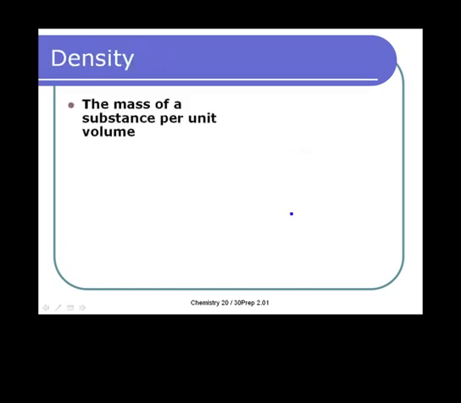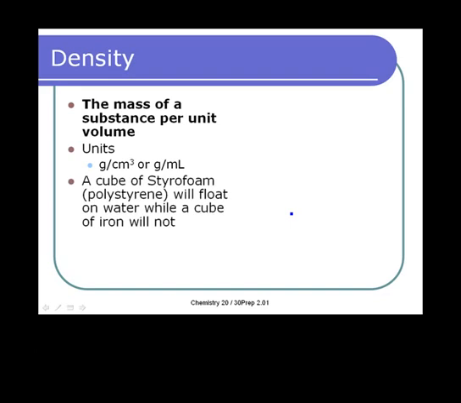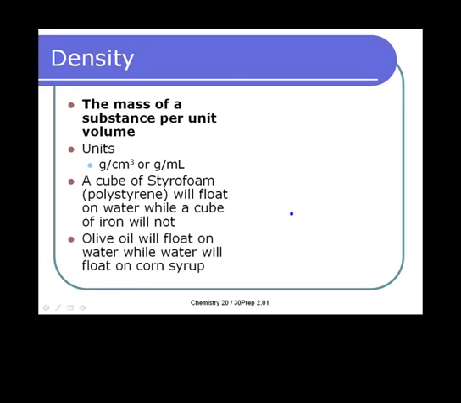So density is defined as the mass of substance per unit volume. Generally, its base units will be grams per centimeter cubed or grams per milliliter. As an example, if you look at a cube of styrofoam compared to a similar sized cube of iron, the styrofoam will float on water, whereas the iron will not. What this means is the iron is more dense than the styrofoam, and it's actually more dense than the water as well, whereas the styrofoam is less dense than the water.